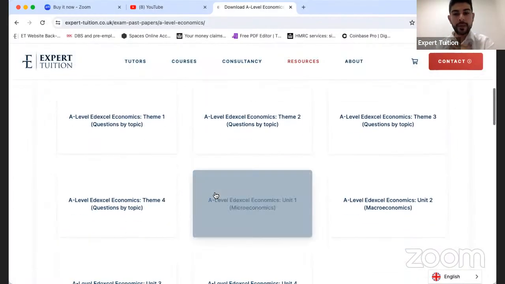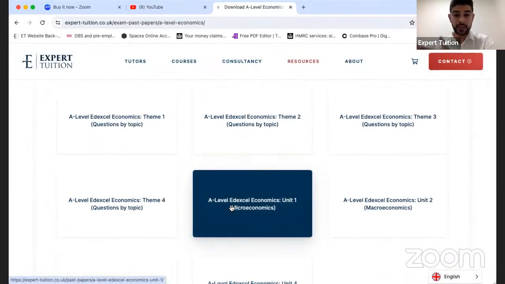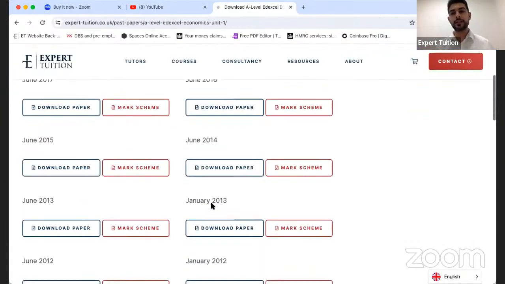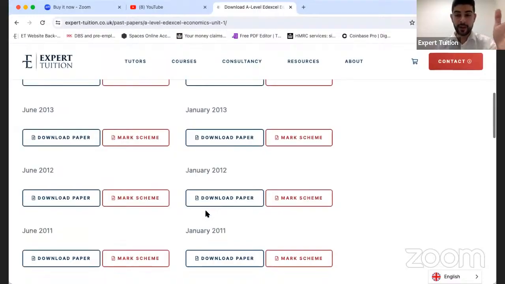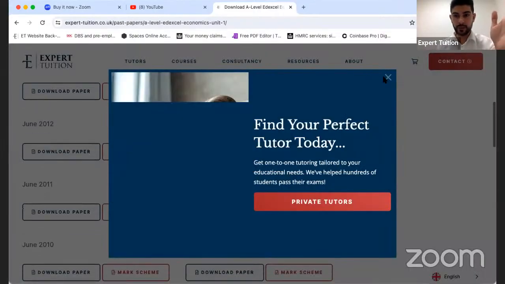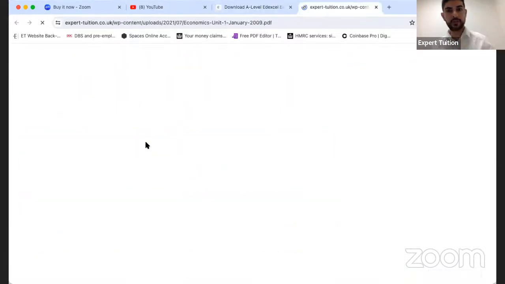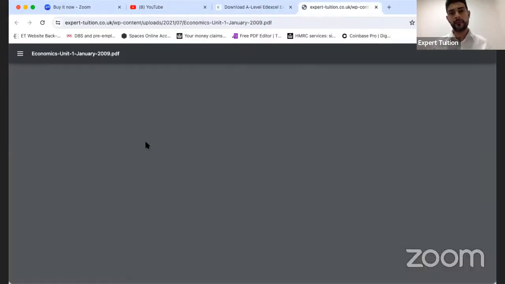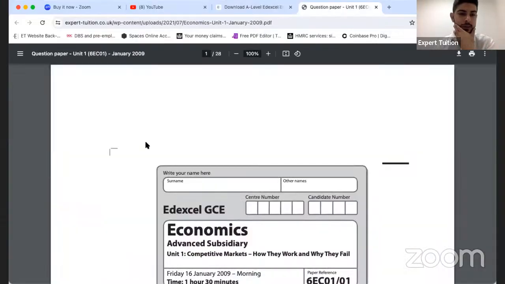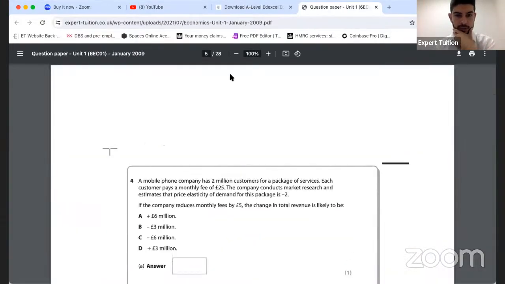Right. In my opinion, mathematically, one of the most challenging questions they have ever set was in January 2009, question number 4. I recommend highly that you have a calculator to hand if you would like to go through this question with me. So here we go. January 2009, question number 4. Okay, right, let's zoom into the actual question itself.